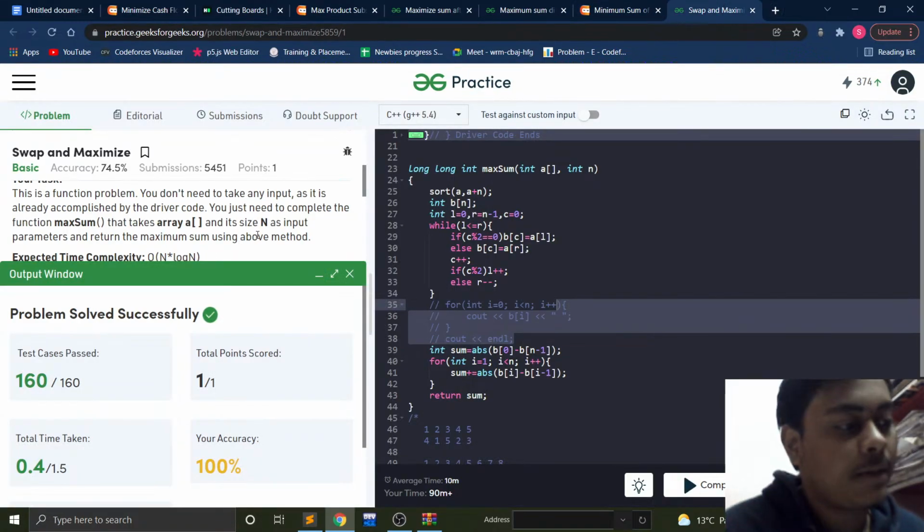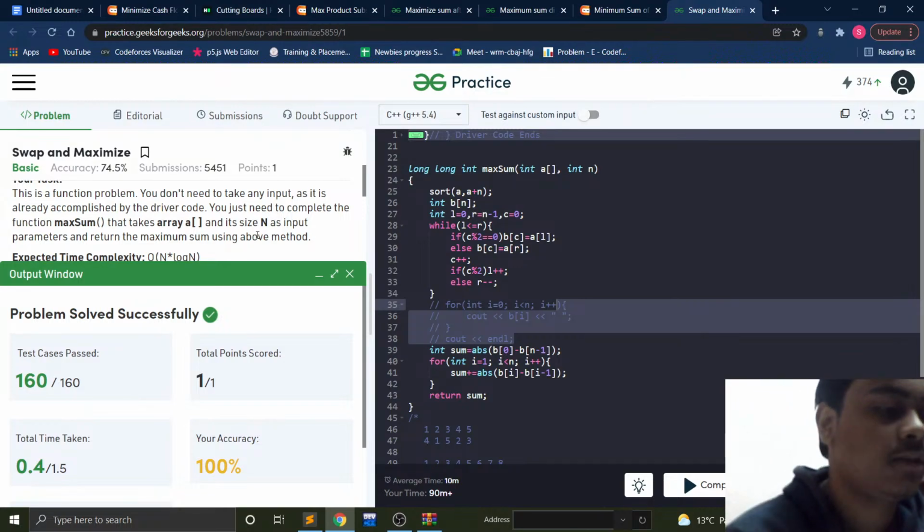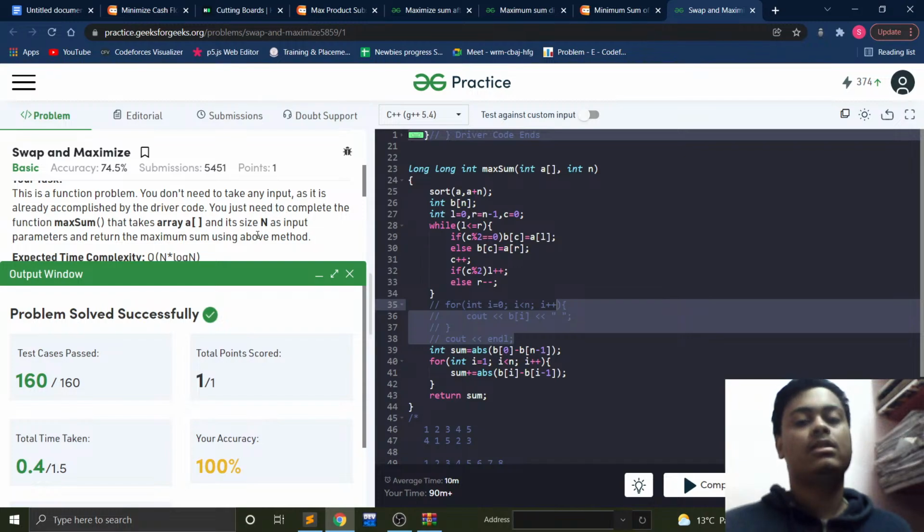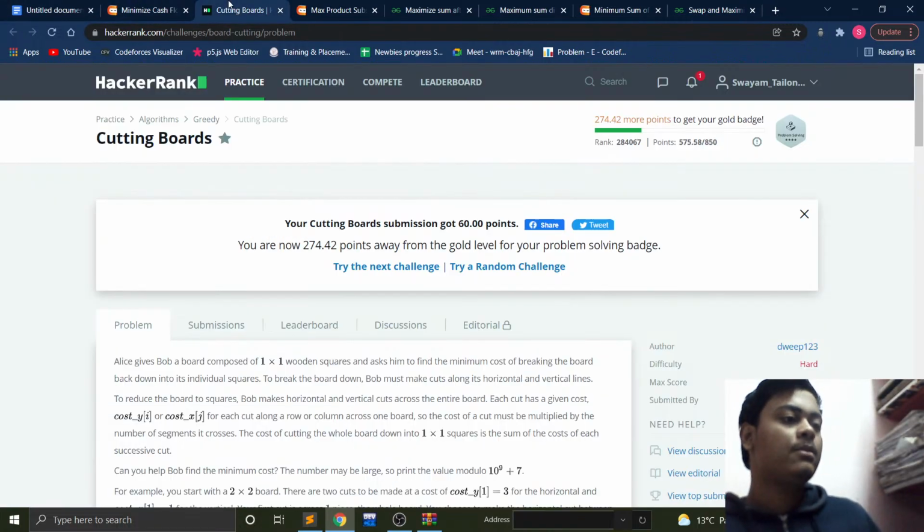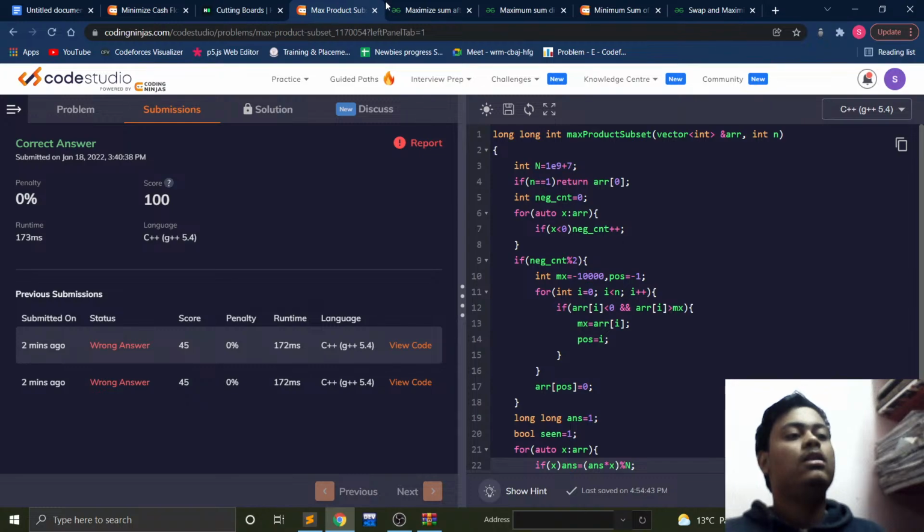Last question is swap and maximize. I don't know the 100% proof why it is working, but just take alternately small and max: 1, n minus 1, then 2, then n minus 2, then 3, n minus 3, and so on, and then just check. That's your answer. So these problems were basic problems.